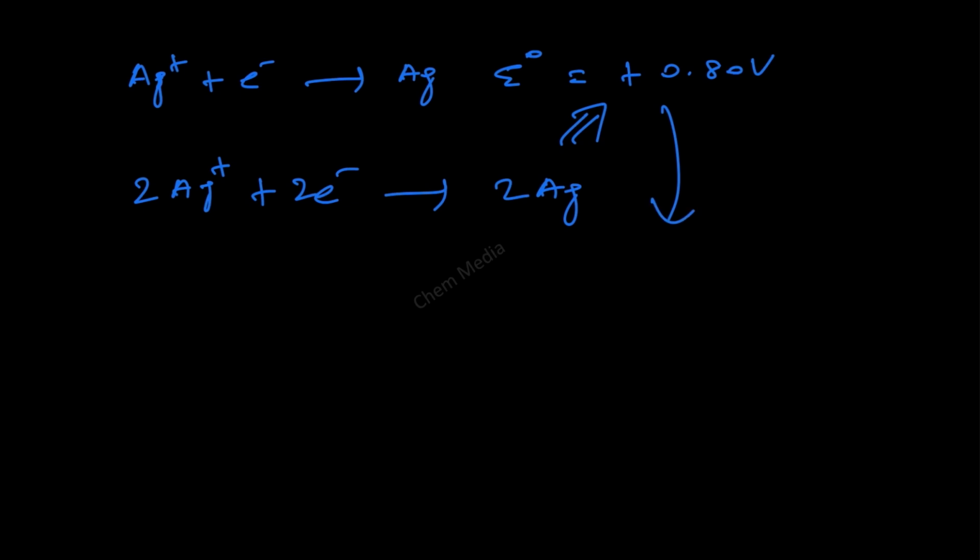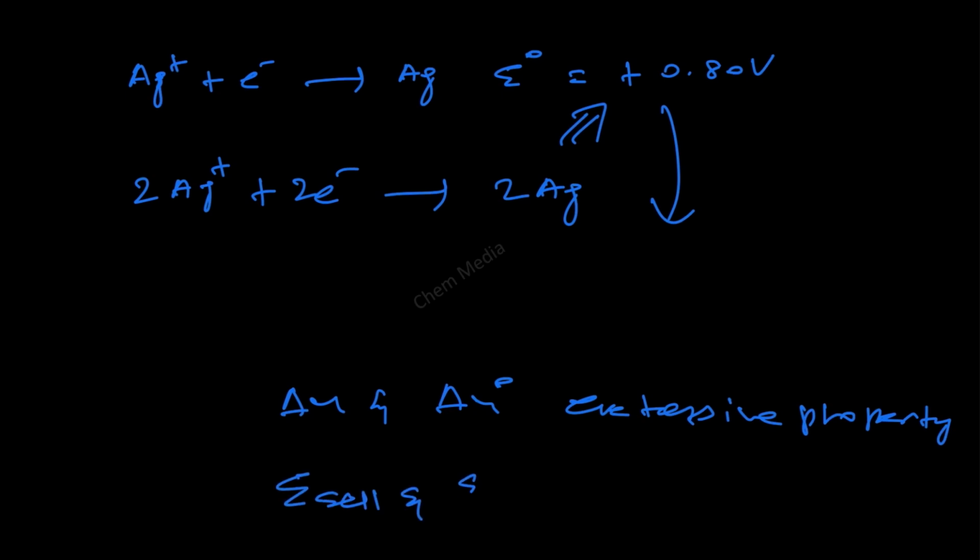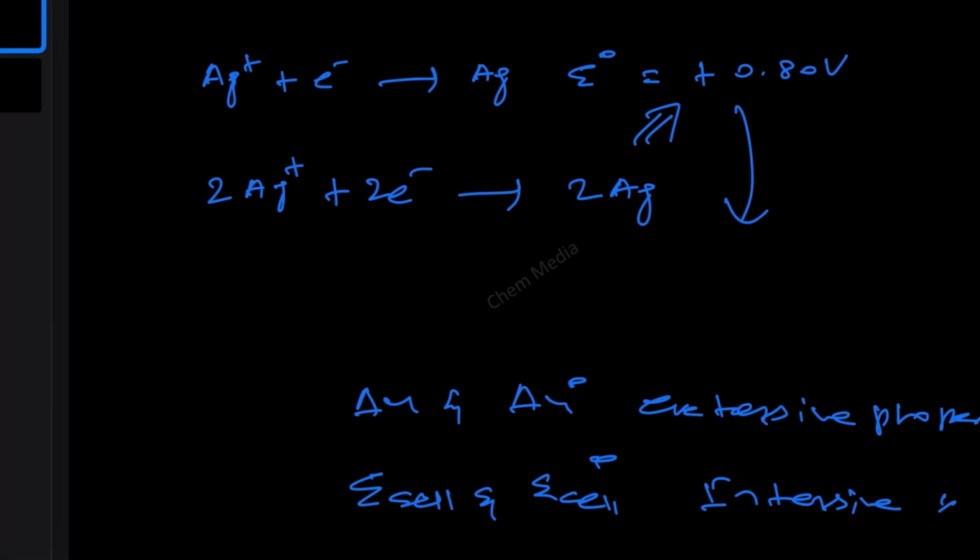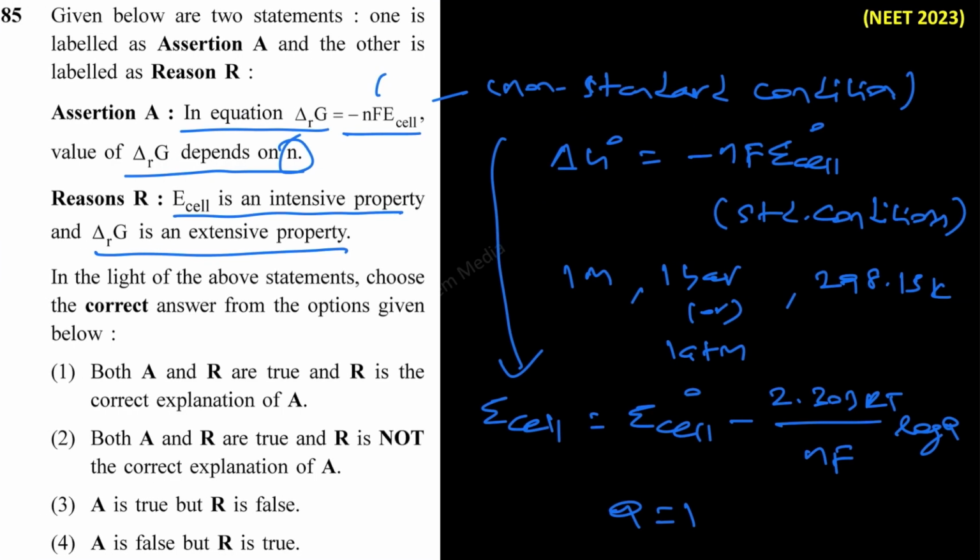So therefore, the standard reduction potential is an intensive property, which means that Ecell standard value we calculate is also an intensive property. Both Ecell as well as Ecell standard are always intensive properties, whereas delta G and delta G standard are extensive properties. Which means that both A and R are true and R is the correct explanation of A. Therefore, option 1 is correct.